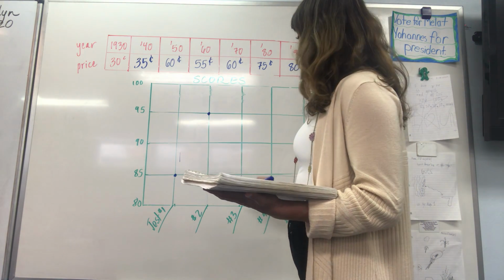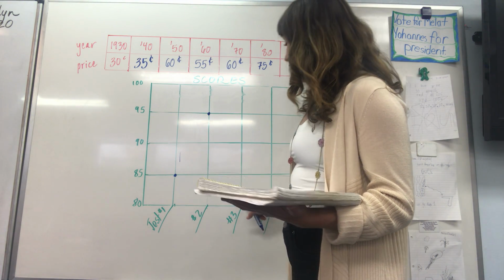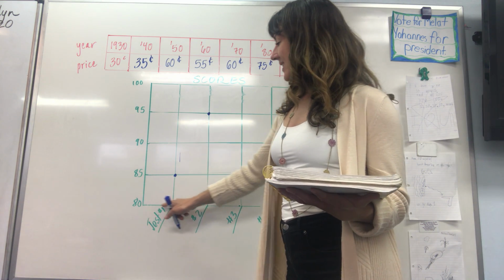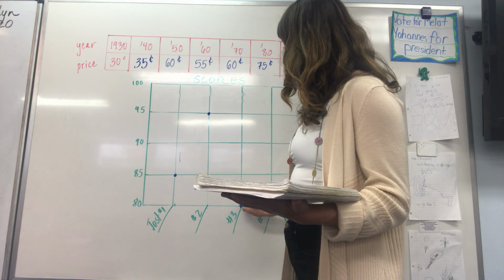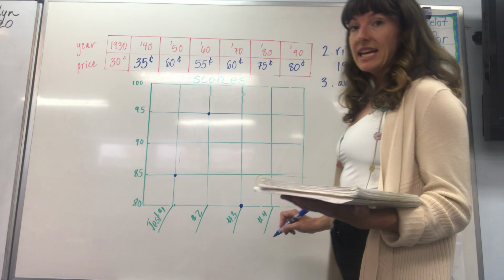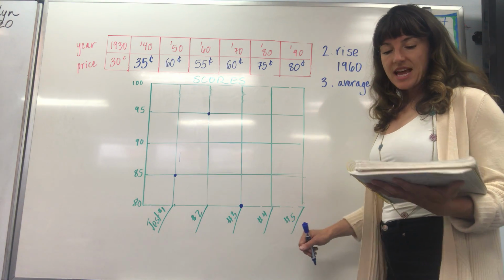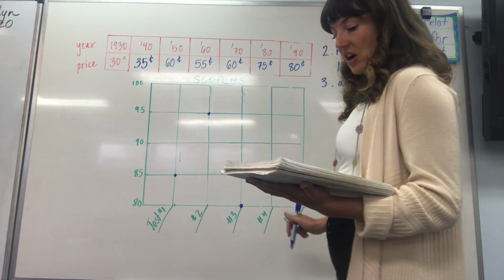Test number 3, he got 80. That's a B minus. So test number 3, and that actual bottom line right there is the 80 line. So take it all the way down, right on the edge, right on the bottom. Test number 4, he got a 90.